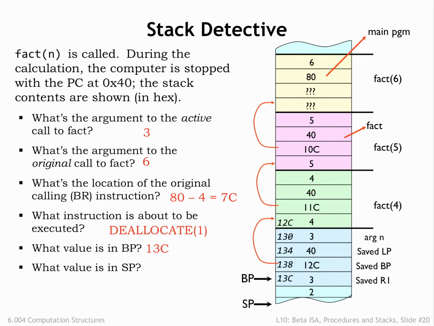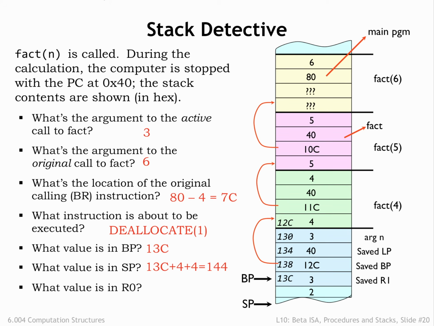What value is in SP? Since we're about to execute the deallocate to remove the argument of the nested call from the stack, that argument must be still on the stack right after the saved R1 value. Since SP points to the first unused stack location, it points to the location after that word, so it has the value hex 144.